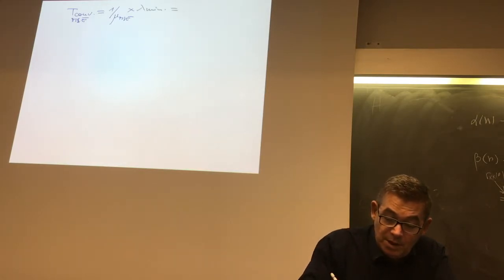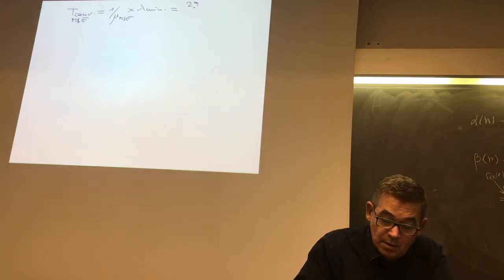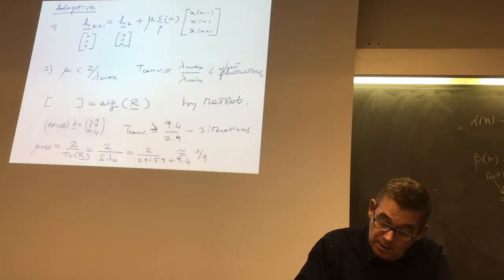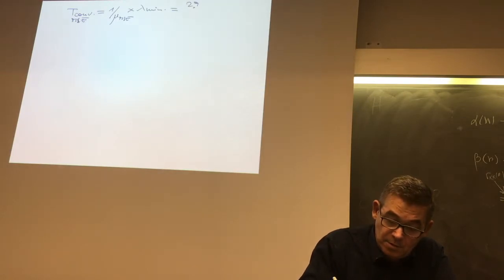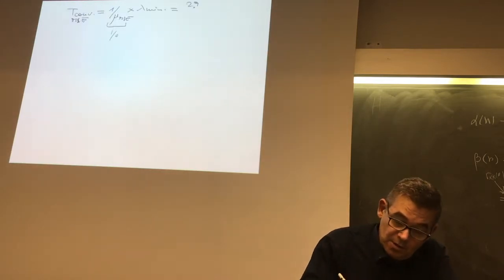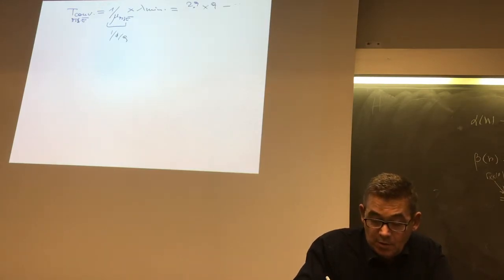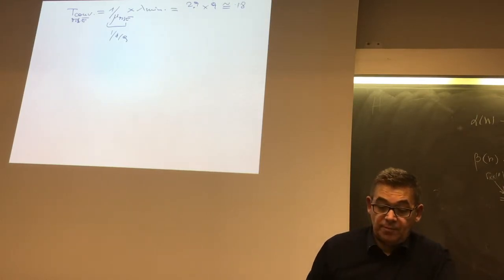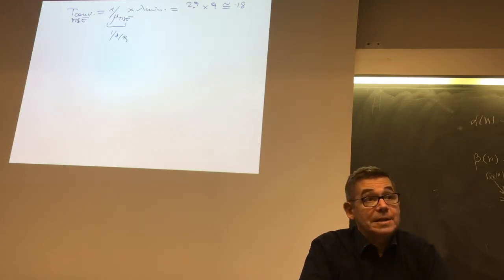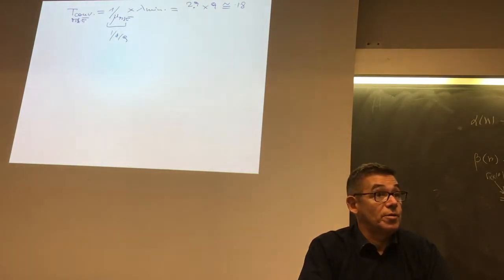So the minimum lambda is 2.9 and the other is 9. And so it's 1 over, yeah, 1 over 1 on 9. Okay, so it's 9. So the convergence is 18 approximately. So it takes more steps than before.